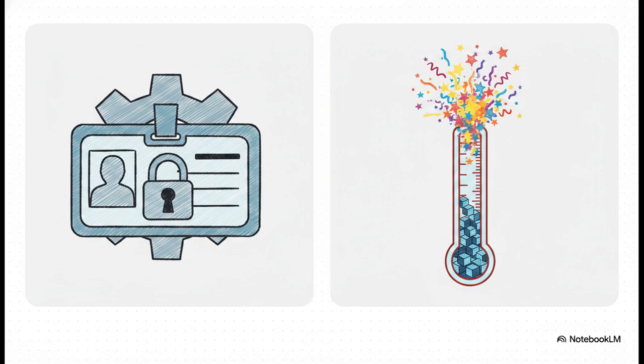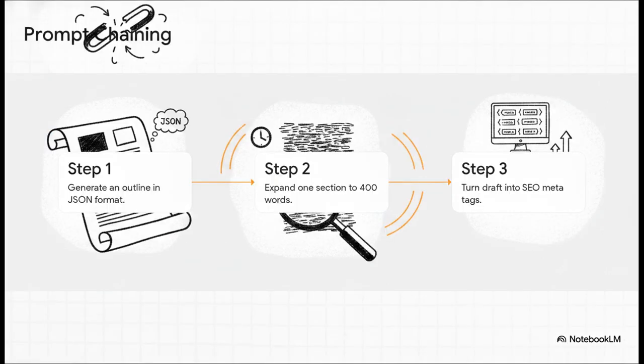Then there's the temperature parameter, which essentially controls randomness. A low temperature makes the AI highly deterministic and factual, which is absolutely crucial for coding or strict data extraction. But crank that temperature up, it becomes way more random and creative, which is exactly what you want for brainstorming wild marketing ideas. Another absolute necessity for advanced users is prompt chaining.